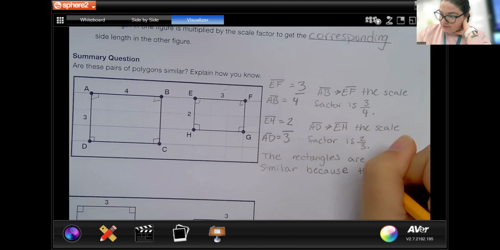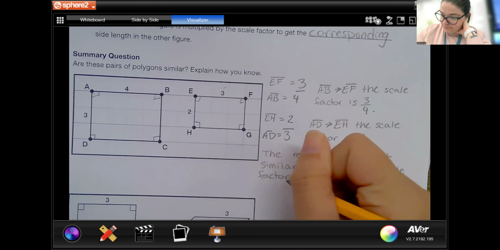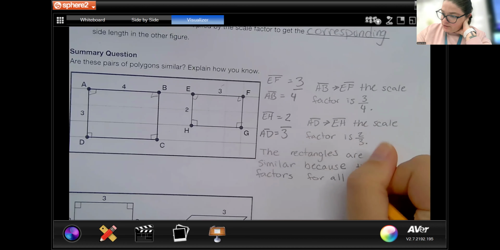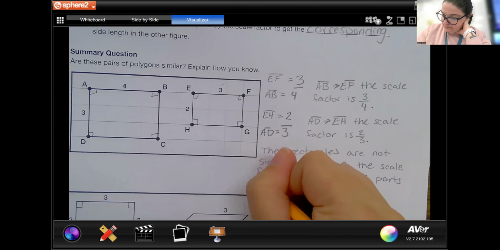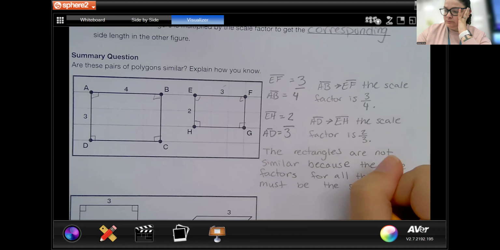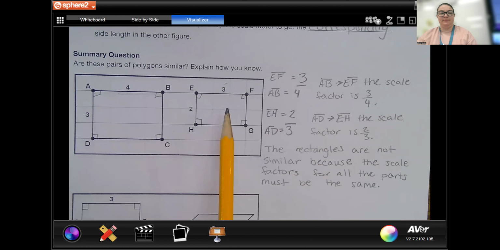because the scale factors for all the parts must be the same. So these are not similar rectangles because the side lengths did not dilate proportionally. 4 to 3 is not the same scale factor as 3 to 2. So they are not similar rectangles.